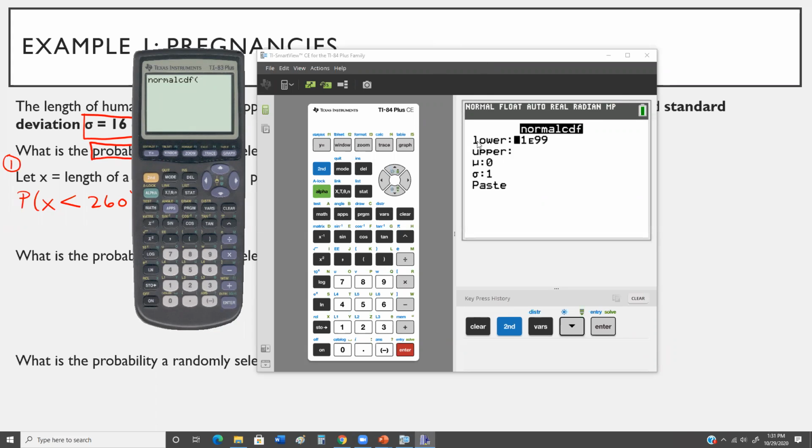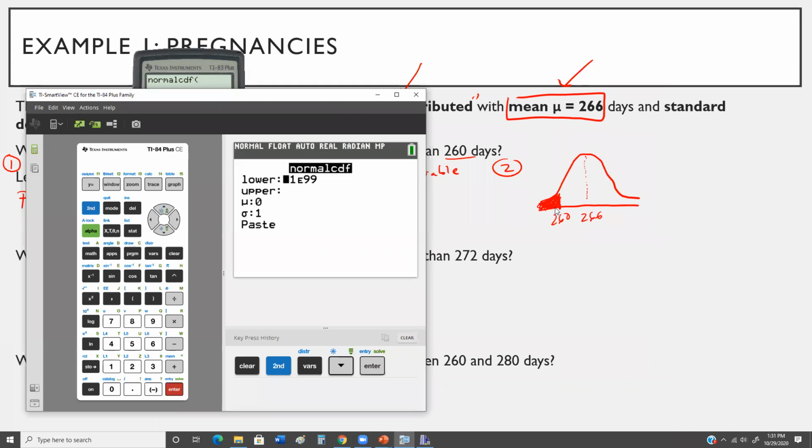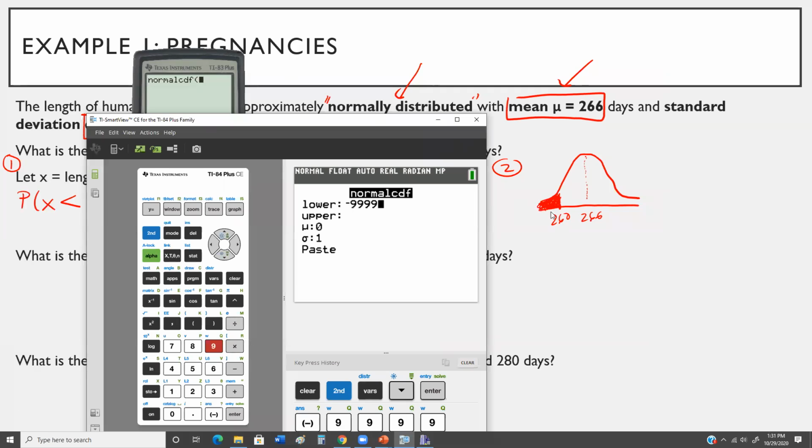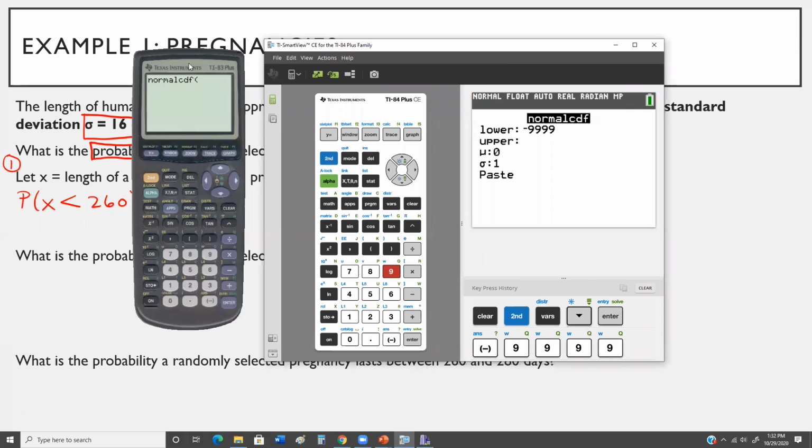The first thing you have to put in is the lower value, okay? So look at this curve. You see how it's centered at 266 and I want 260? I want to find the area all the way to the left, okay? All the way to the left. So when you put in something to the left, the lower value, you're going to put some ridiculous number like negative 9999, okay? So all the way on the number line, way to the left of this number. So what's way to the left of 260? Negative 99999. So on your TI-83, what you have to do is you have to put negative 9999, okay?